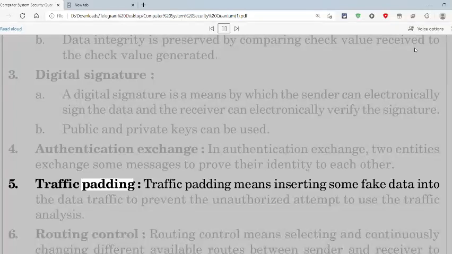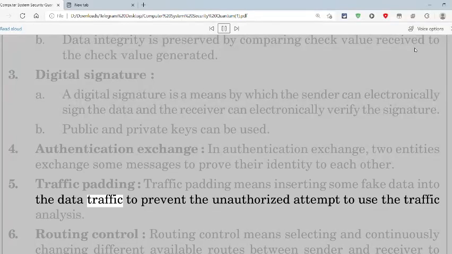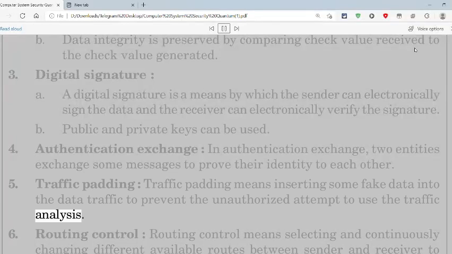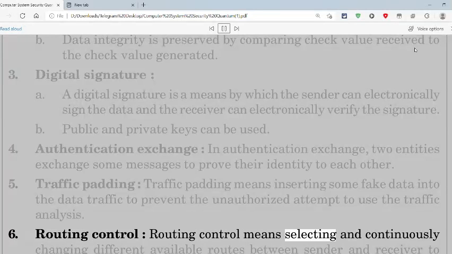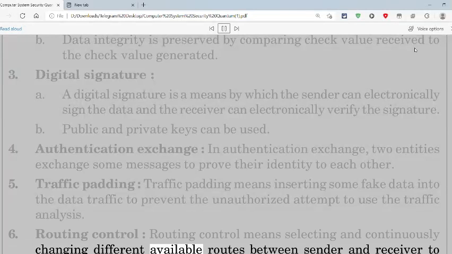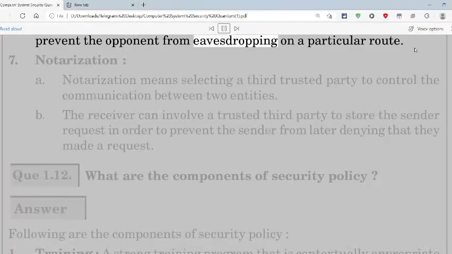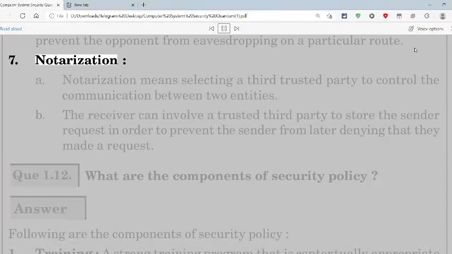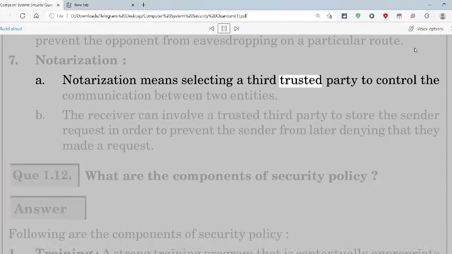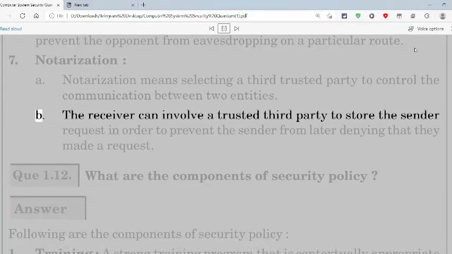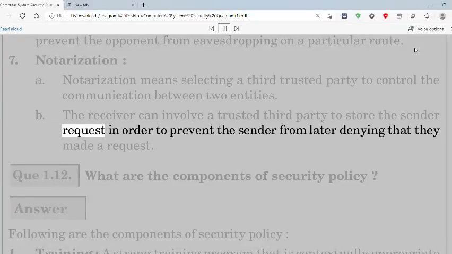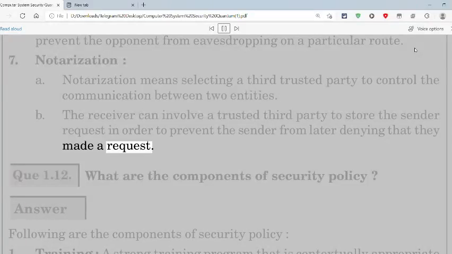5. Traffic padding. Traffic padding means inserting some fake data into the data traffic to prevent the unauthorized attempt to use the traffic analysis. 6. Routing control. Routing control means selecting and continuously changing different available routes between sender and receiver to prevent the opponent from eavesdropping on a particular route. 7. Notarization. A. Notarization means selecting a third trusted party to control the communication between two entities. B. The receiver can involve a trusted third party to store the sender request in order to prevent the sender from later denying that they made a request.